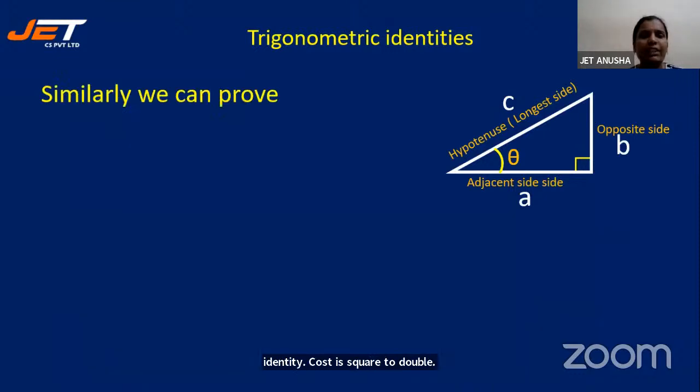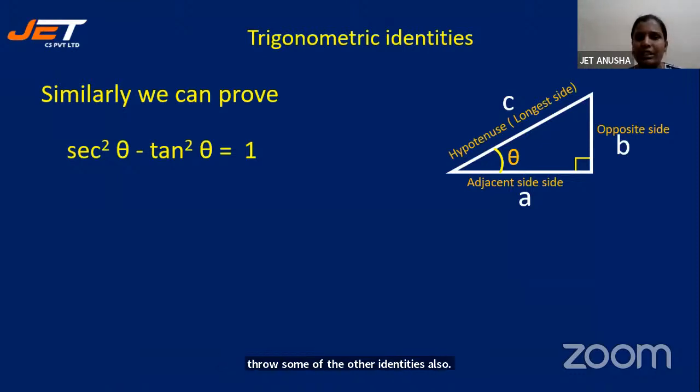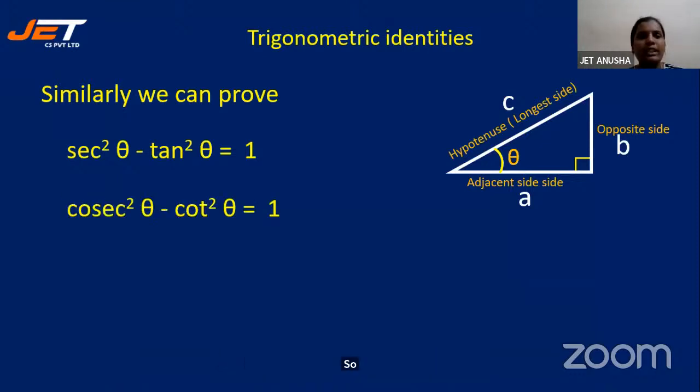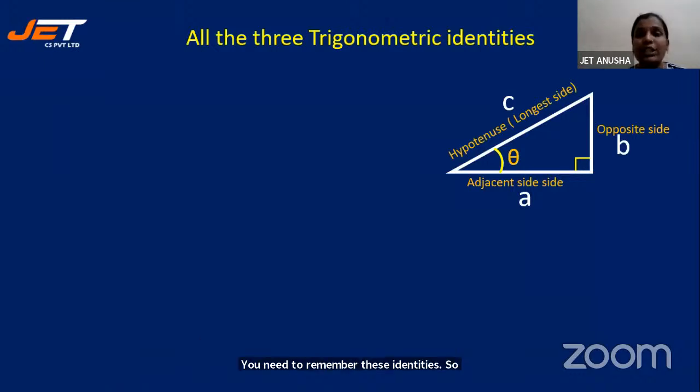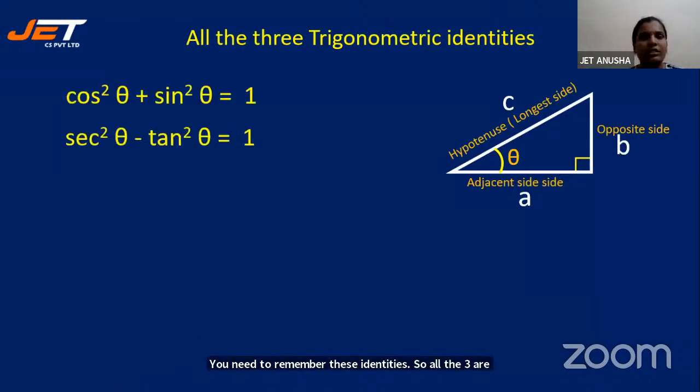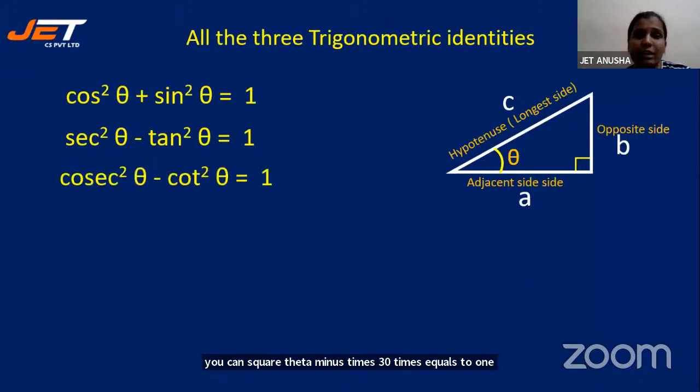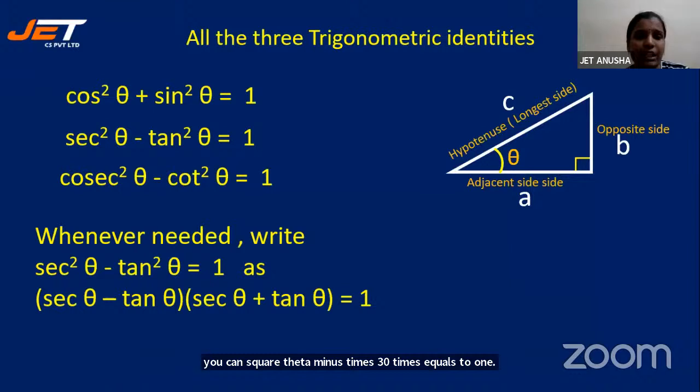So similarly, we can prove some of the other identities also. Secant square theta minus tan square theta is equal to 1. Cosecant square theta minus cot square theta is equal to 1. You need to remember these identities. All three are your trigonometric identities.